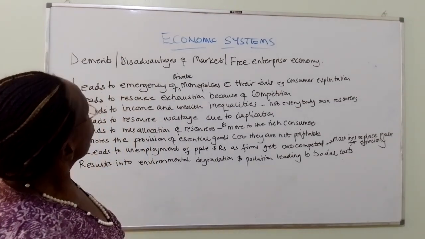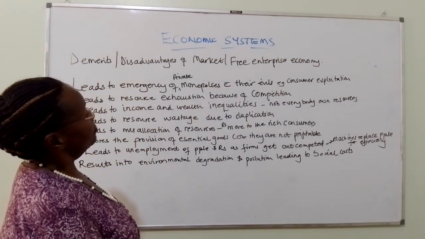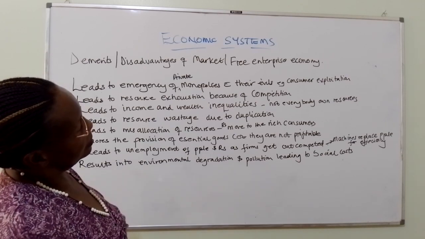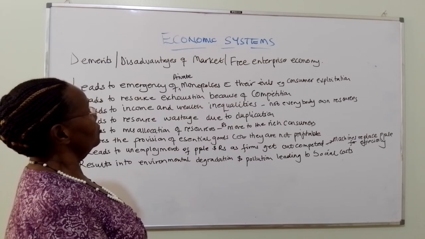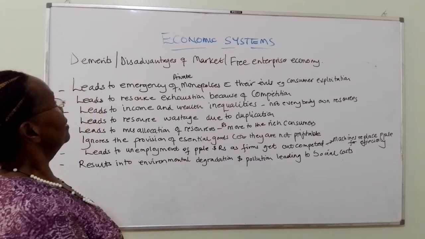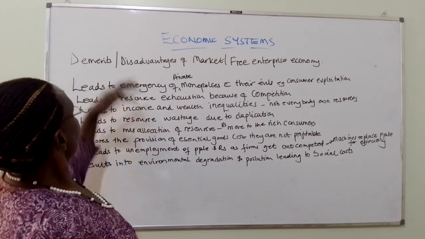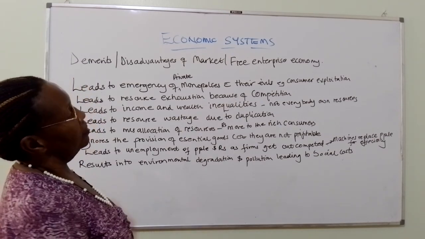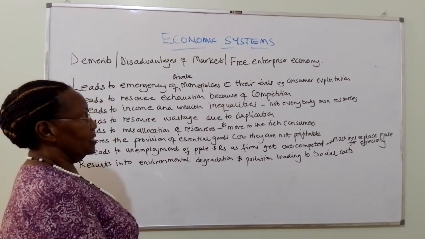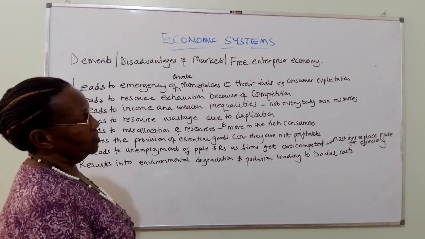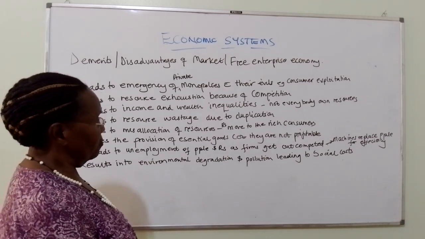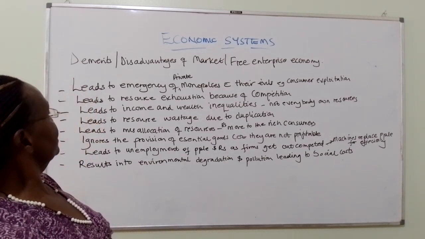We had seen the advantages of the free enterprise economy, also known as market economy, also known as unplanned, uncontrolled, or capitalist economy, and these are now the disadvantages or the demerits of that market system. If you are operating in such an economic system, what are the likely demerits? What do you suffer from as a result of its existence?